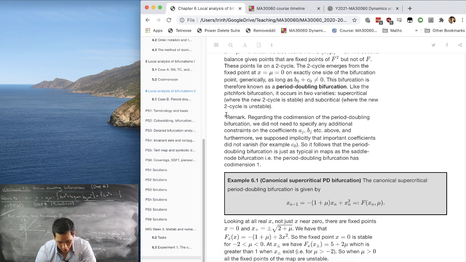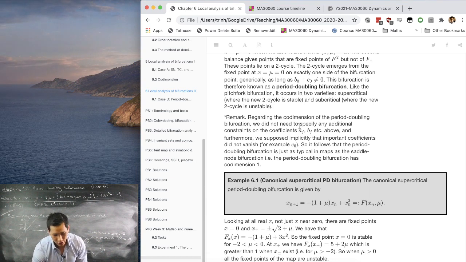Just a final remark. I won't write it down on the board. Regarding the codimension of the period doubling bifurcation, we did not need to specify any additional constraints on the coefficients a_j, b_j, etc. above. Furthermore, we supposed implicitly that the important coefficients did not vanish, for example, c0. So it follows that the period doubling bifurcation is just as typical in maps as the saddle node bifurcation, i.e. the period doubling bifurcation has a codimension of 1. You remember the codimension is sort of the number of constraints you need to guarantee that this bifurcation comes up.